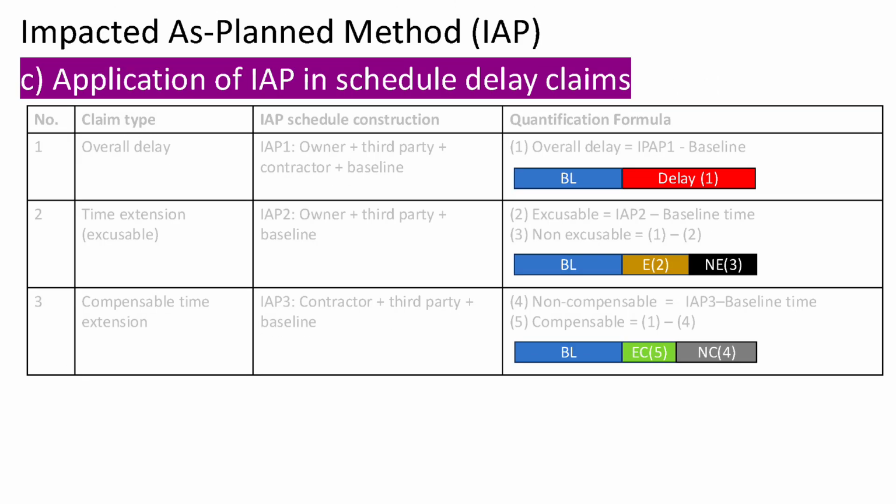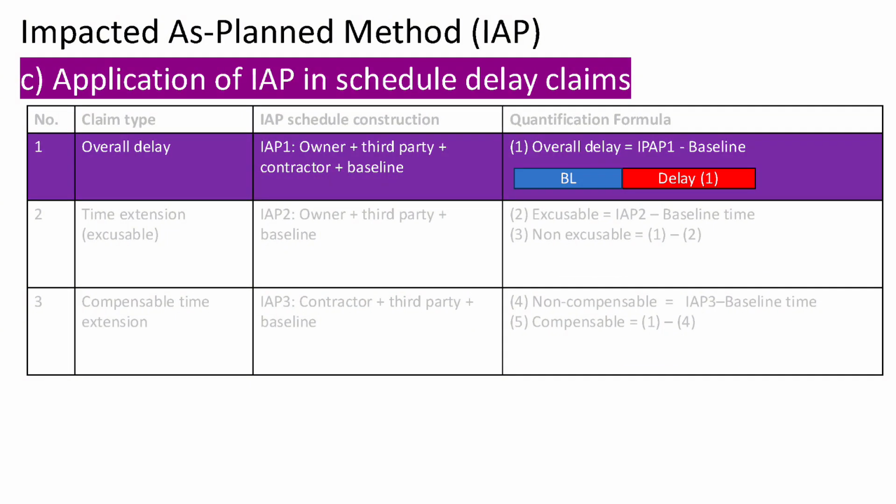Now, let's take a closer look at how different types of time extension claims are evaluated using the IAP method. First, to assess the overall delay caused by all delay events, we create IAP1, where all types of delay events are added chronologically to the baseline schedule. The difference in the completion date between this impacted schedule and the baseline gives us the overall project delay. This is represented by the red portion in the illustration.